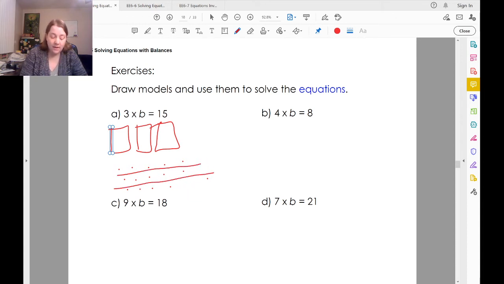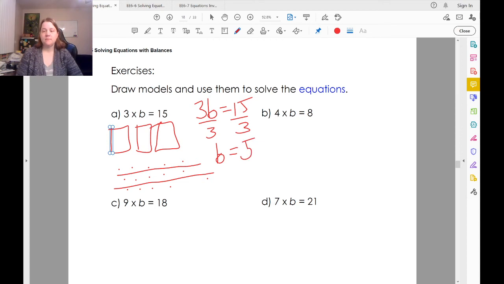Or I could divide 3B equals 15. I could divide each side by 3 and get B equals 5. And there are 5 dots per bag.